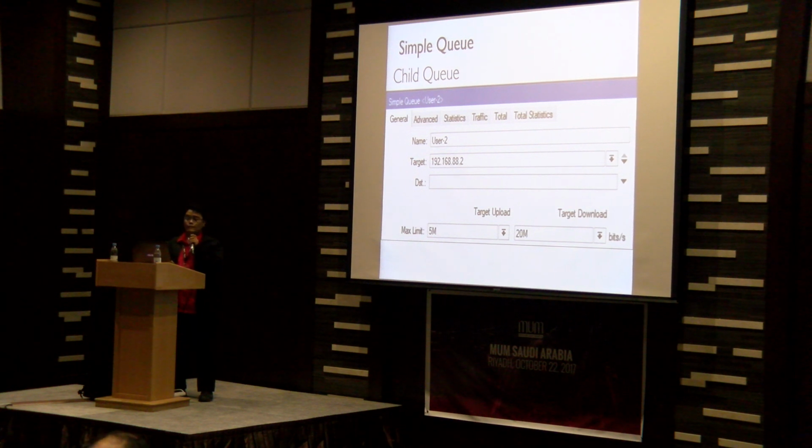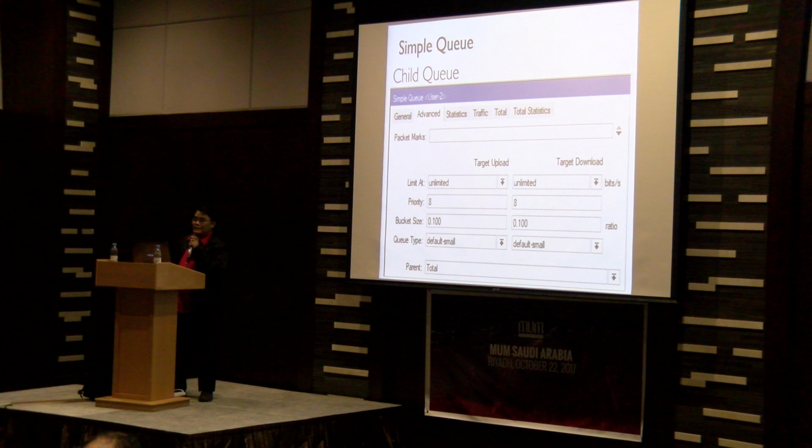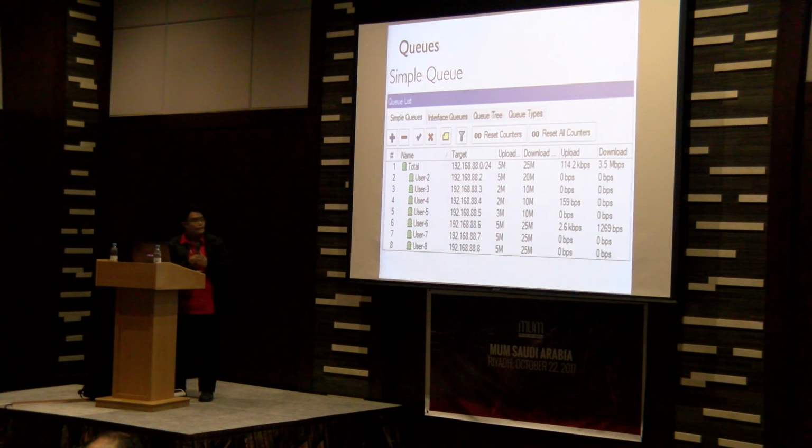Next, we will be making the child queue. It's the same process, but the difference would be found at the advanced tab. The advanced tab, you could see parent. We should specify the parent. So you can see this. This is the sample of the simple queue.